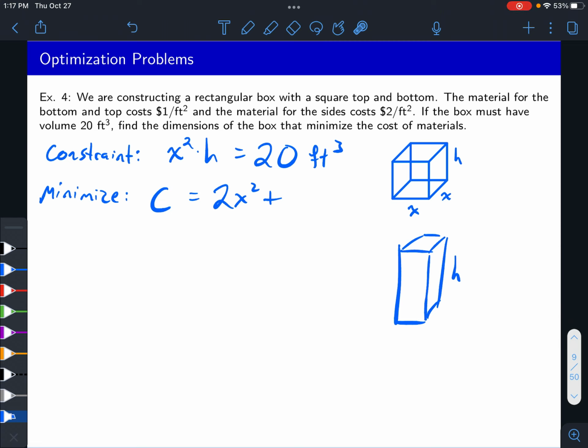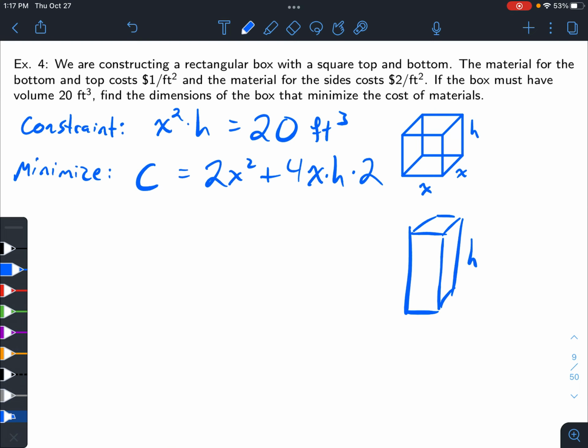And then what's our cost for the sides? Each side has an area of x times h. And how many sides do we have? We have 1, 2, 3, 4 sides. So 4 sides, and each side is going to cost $2 per square foot. So this is the total square footage of our sides, and then we multiply that by $2 per square foot.